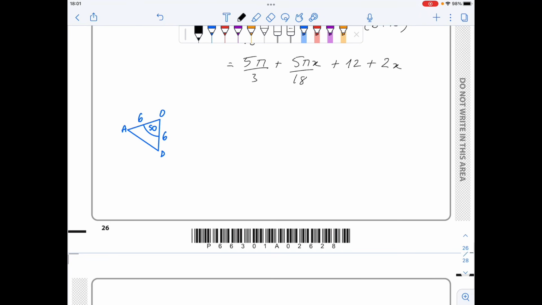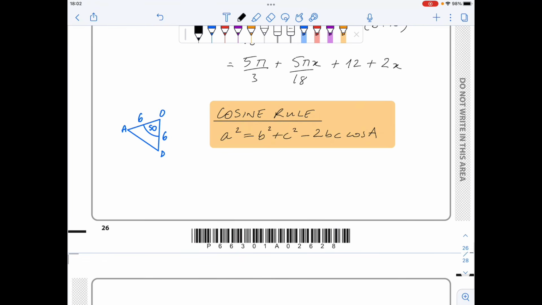The cosine rule is the following, and this is given in the formula sheet at the back of the cover. So in our case, AD squared is equal to 6 squared plus 6 squared minus 2 times 6 times 6 cos 50. This will be 25.71 and so on. So AD is equal to 5.07 and so on. I'm going to store this value for later.